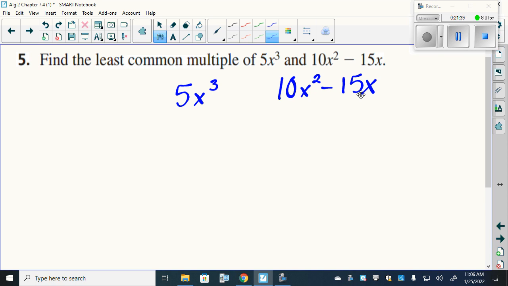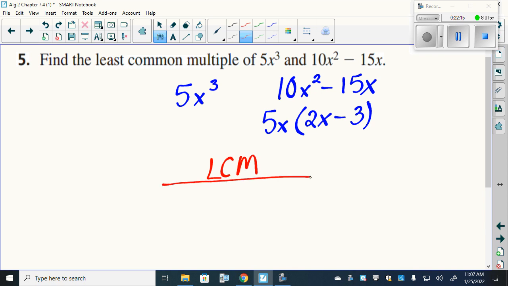We can factor out a 5x, because there is a 5x in common with both terms. If we factor a 5 out of 10, we are left with a 2. And if we factor an x out of x squared, we're left with x. Minus a 5 factored out of 15, or 15 divided by 5 is 3. And the x factors out completely. So we're left with this here to find the least common multiple.